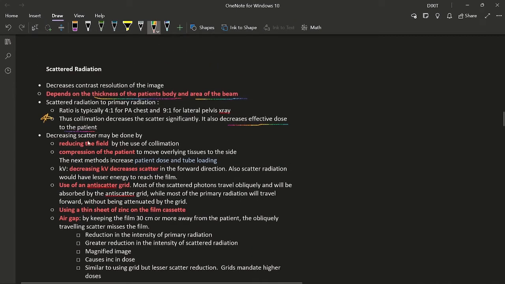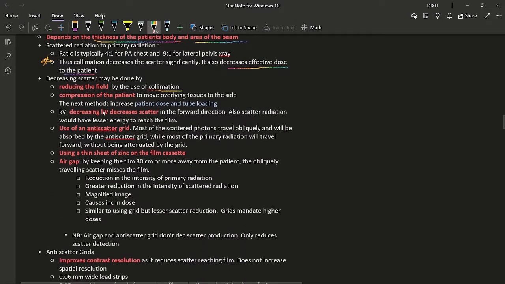Now, decreasing scatter may be done by reducing the field or reducing the width of the beam. We have just discussed that, and that is by the use of collimation. Another thing is compression of the patient or the tissue. This we have discussed here, by decreasing the thickness of the patient.